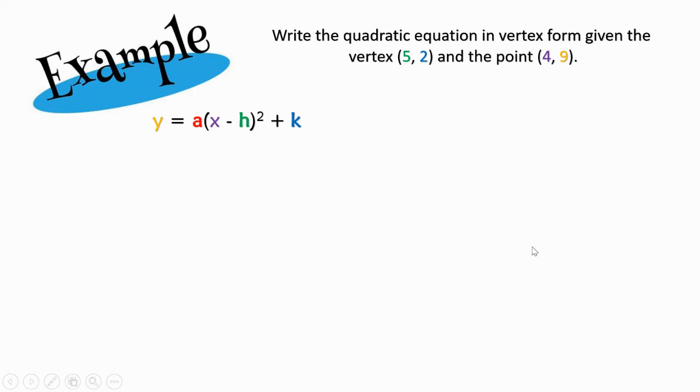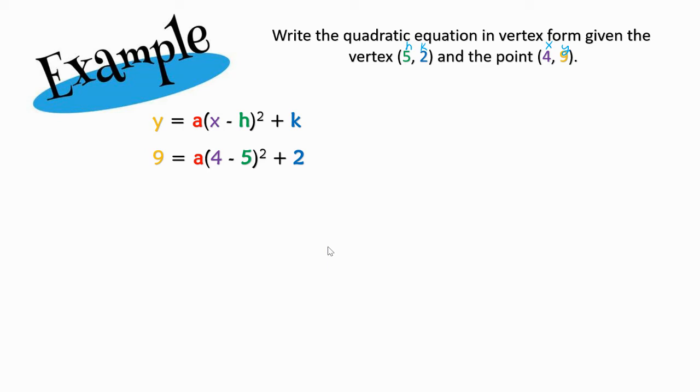So what I'm going to do is I'm going to go up here and I'm going to label this. I'm going to say, okay, this is a vertex. That's my h and my k. And this is a point. So that's my x and my y. And then I'm going to go through and I'm going to plug those in. And so I know that my y value is 9. I don't know a. My x value is 4. My h is 5. My k is 2. So I'm able to plug in everything except for a. But I'm going to have to go find out what a is by solving.